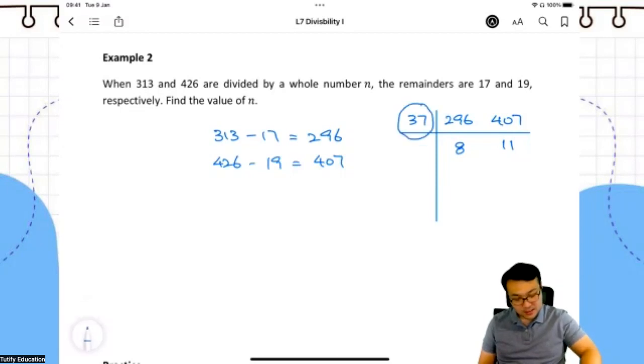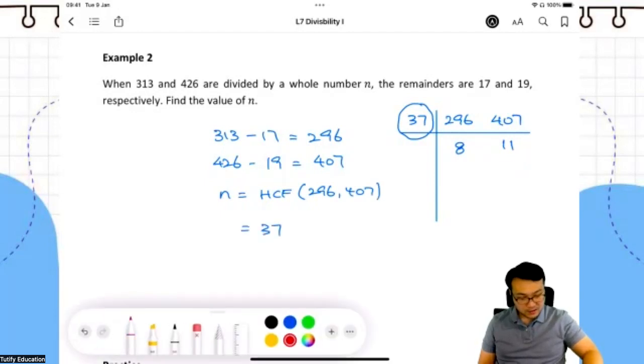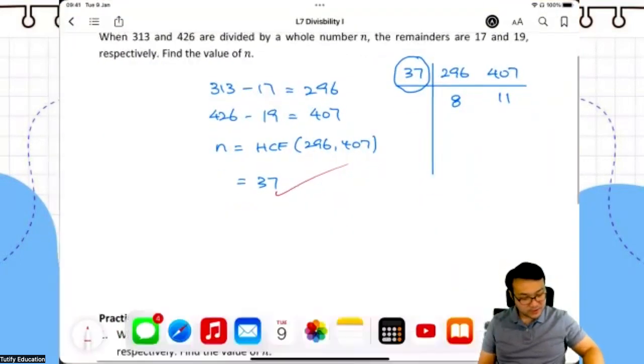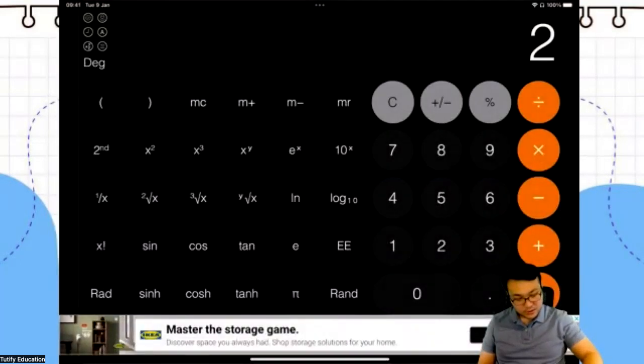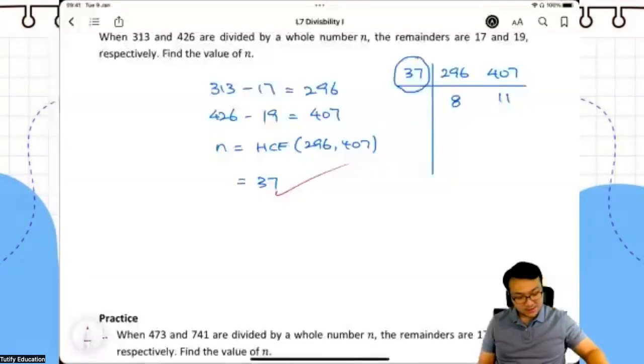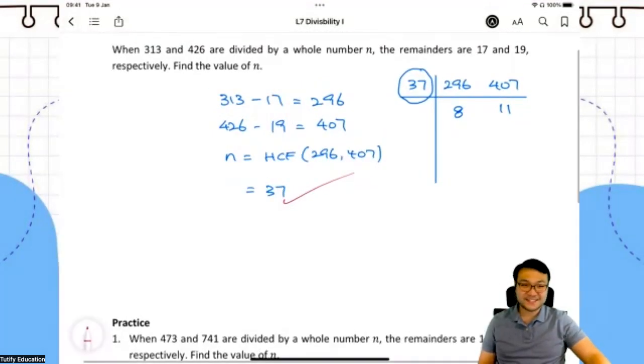The HCF is 37. So we say n equals the HCF of these two numbers, which will give us 37. Let's check. What are the two numbers? 296 and 407, right? Yeah. 296 divided by 37. Okay, it works. 407 divided by 37. It works. Well done, Zheng Yi. Okay, so students, anyone has any questions about this?